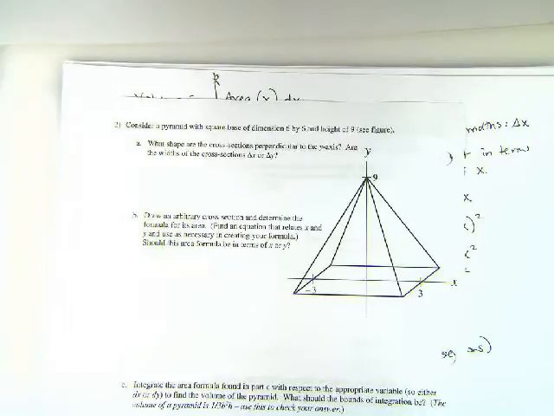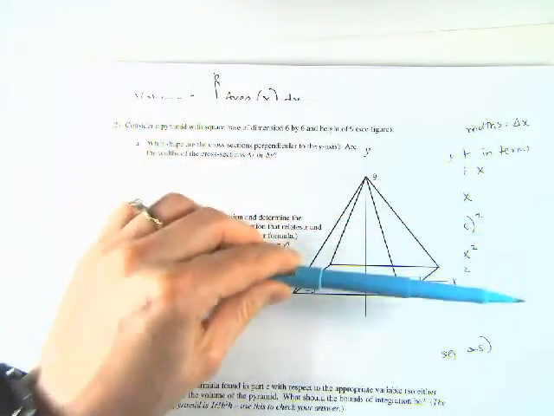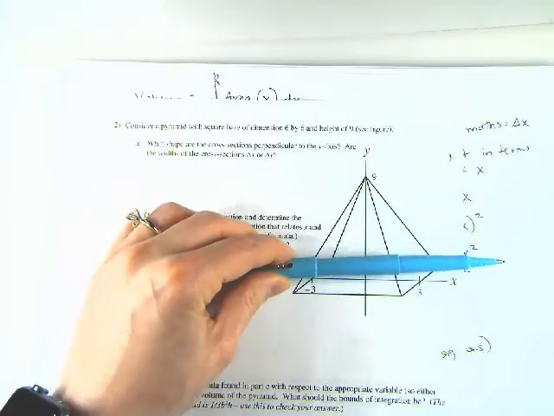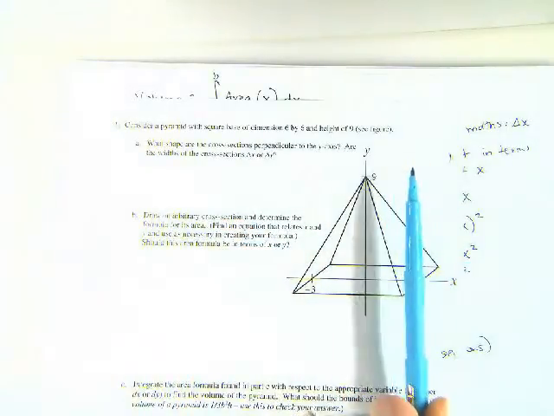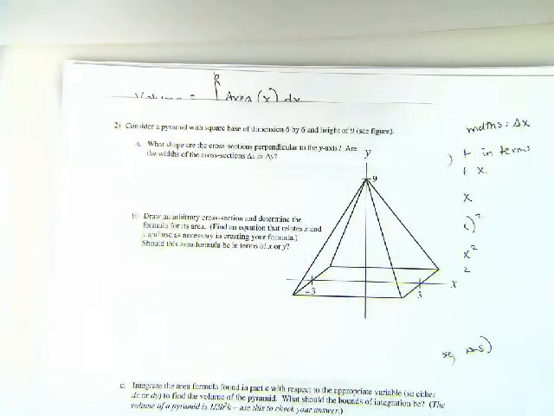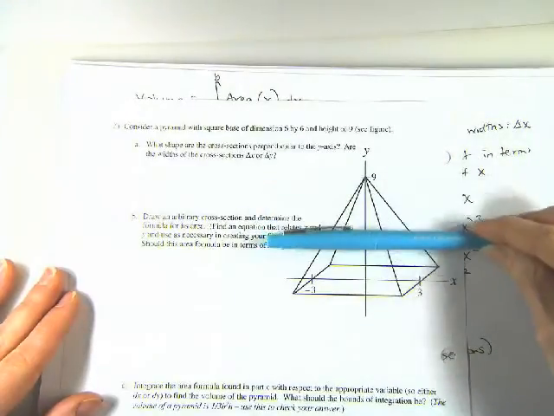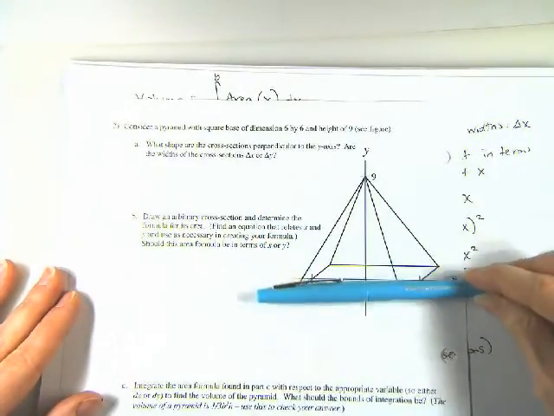I want us to think about if we sliced horizontally, if we sliced vertically, what would be the difference and which one would be the easiest approach. So I want you to answer this question. If you cut perpendicular to the y-axis, what are the shapes of the cross sections? If you cut perpendicular to the x-axis, what are the shapes of the cross sections? Discuss.